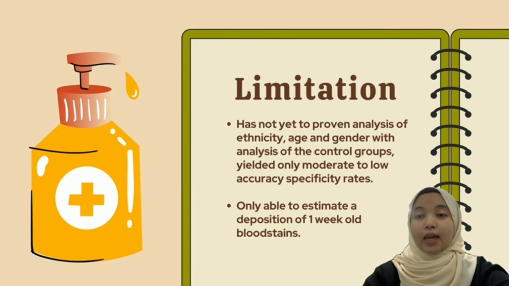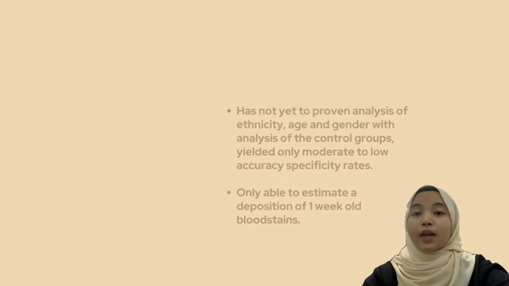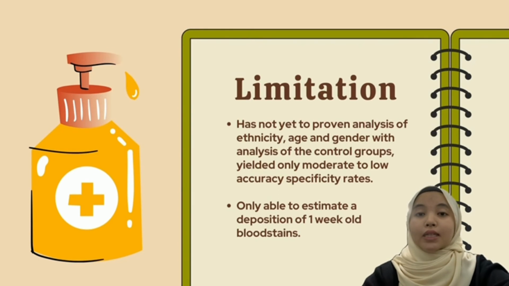Nevertheless, recent studies have attempted to determine the gender, ethnicity, and even general age, for example adult or infant, of blood donors. But Raman has not yet proven to be a robust technique for this analysis. Even analysis of the control groups yields only moderate to low accuracy and specificity rates. A common issue with these recent studies is that small representative sample sizes were used, and it is unclear if any of the detected differences can be considered true results. Raman spectroscopy is also only able to estimate up to 1 week old bloodstains.